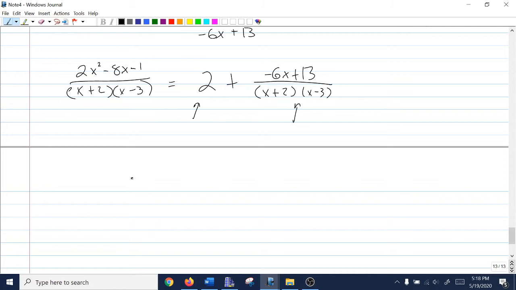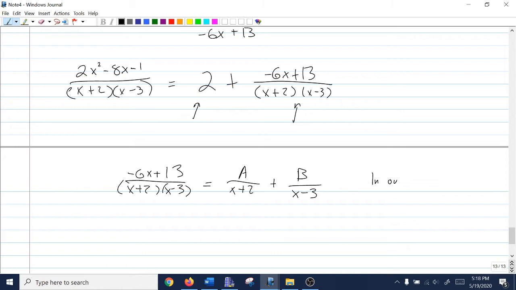Okay, time for the cover-up trick. Let's write the form of the decomposition. It's going to be A over x + 2, B over x − 3. And now here's how the cover-up trick works. I'm going to write down what we do, but we do it in our heads. We can multiply both sides by one of the denominators. Let's do x + 2 first.